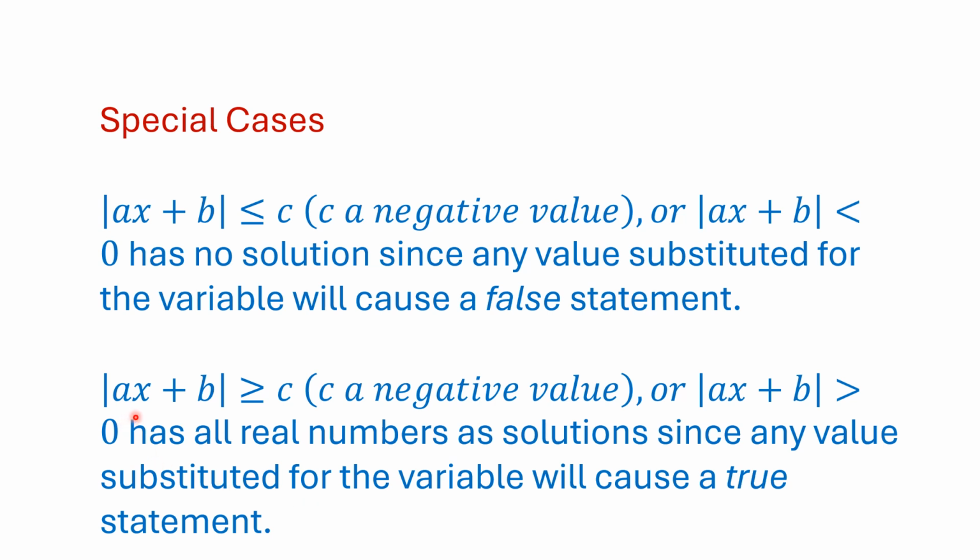On the other hand, the absolute value of ax plus b greater than or equal to c, a negative value, or the absolute value of ax plus b greater than 0, has all real numbers as solutions, since any value substituted for the variable will cause a true statement. Actually, if I have anything greater than 0, it would always have to be true.